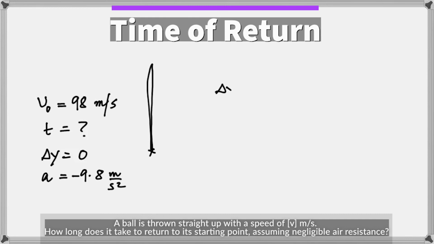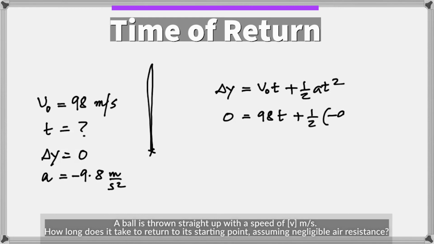That was just a representation of it returning to the point. Same equation. I think we're using it the third time now. And then delta y is 0. This is 98 times t, as t is unknown, so we will leave it as t, plus 1/2 times negative 9.8 times, again, t squared, as t is unknown. Okay?